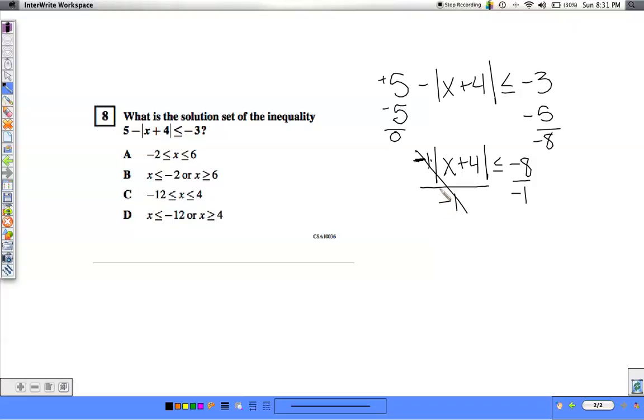This cancels the negative in front of the absolute value, leaves us with the absolute value of x plus 4. Now, the part that we have to stop on, we've just divided by a negative, which means that we're going to switch the sign. And negative 8 divided by negative 1 gives me a positive 8. From here, the absolute value is isolated.